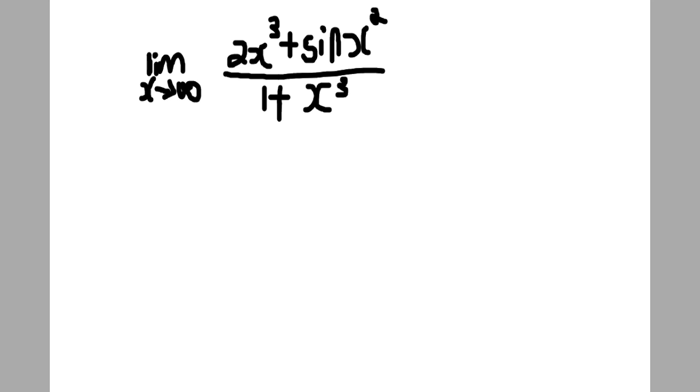So basically, when we are dealing with this kind of limit, as x approaches infinity of 2x cubed plus sine x squared over 1 plus x to the power 3, we are looking at the largest power and trying to divide everything by the largest power. You can either divide or take out a common factor. I'll be dividing. I think we will have something like this.